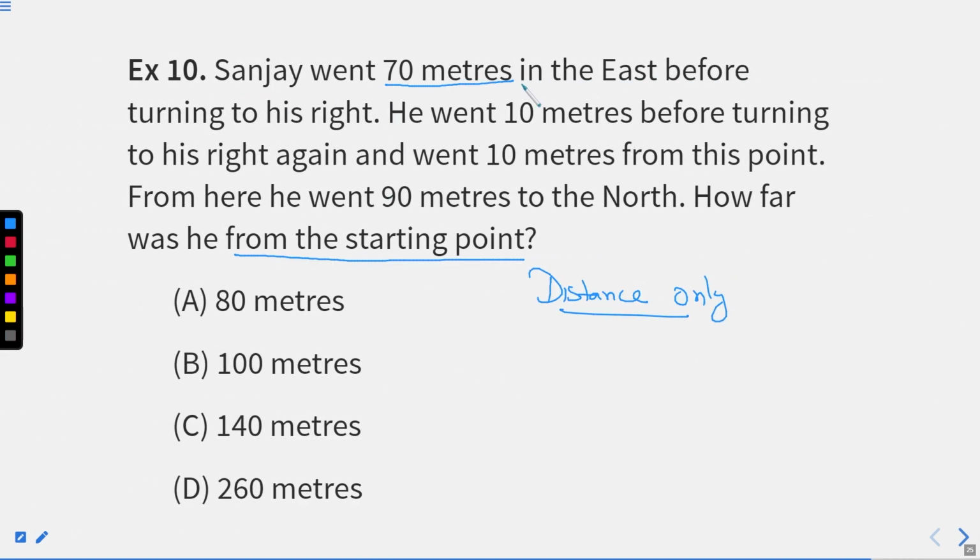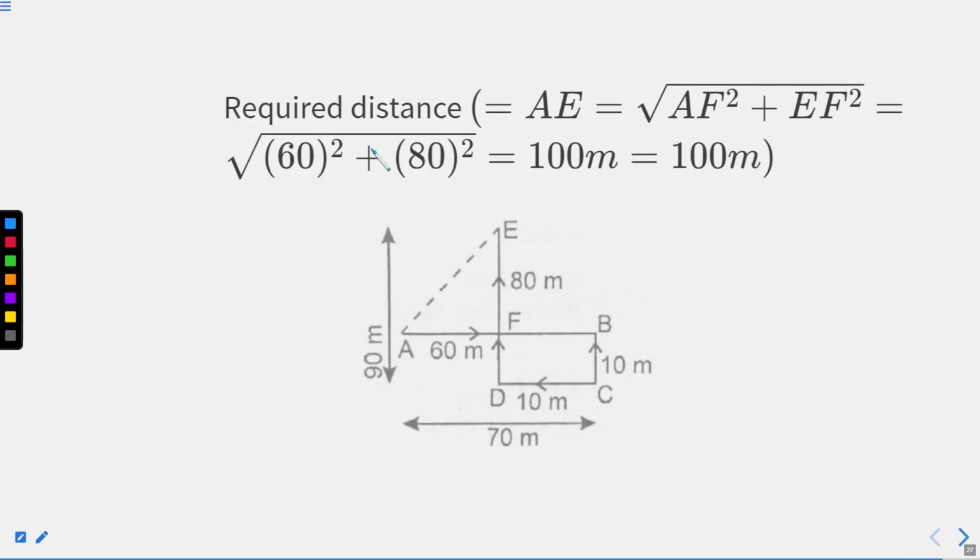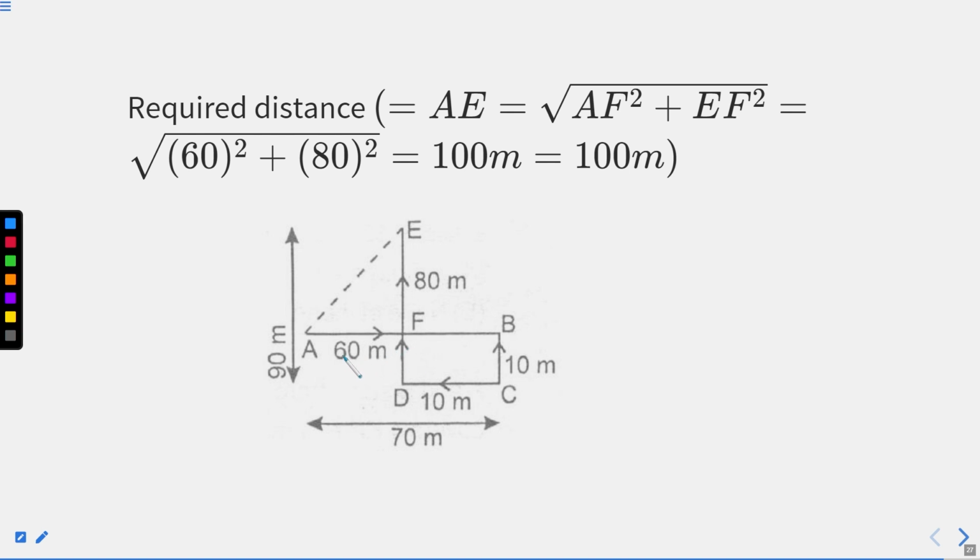Sanjay went 70 meters east before turning right, right? So this is going to be 70 meters in total, right? This is the total distance we can see. So AB is 70 meters, right? And then he took a 10 meter turn to point C. It means BC is 10 meters. And then CD is also 10 meters, right? You can see in the diagram as well. And from D to E, he moves 80 meters.